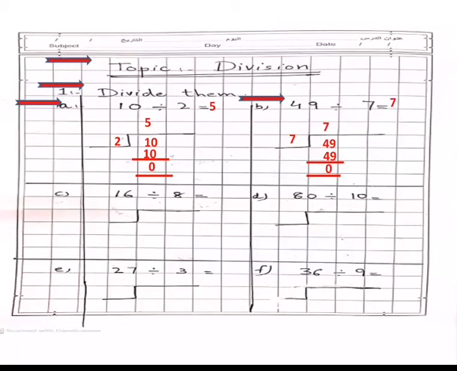Again, now we will do part C. Students, which number will we write outside? Yes, 8, because it is the smaller number. And 16 we will write inside. Now read the table of 8 and see where 16 comes. 8 ones are 8, 8 twos are 16. Very easy. So 2 is the answer. 16 we will write down and 16 minus 16, so 0 is the remainder. Now we will write 2 here again.